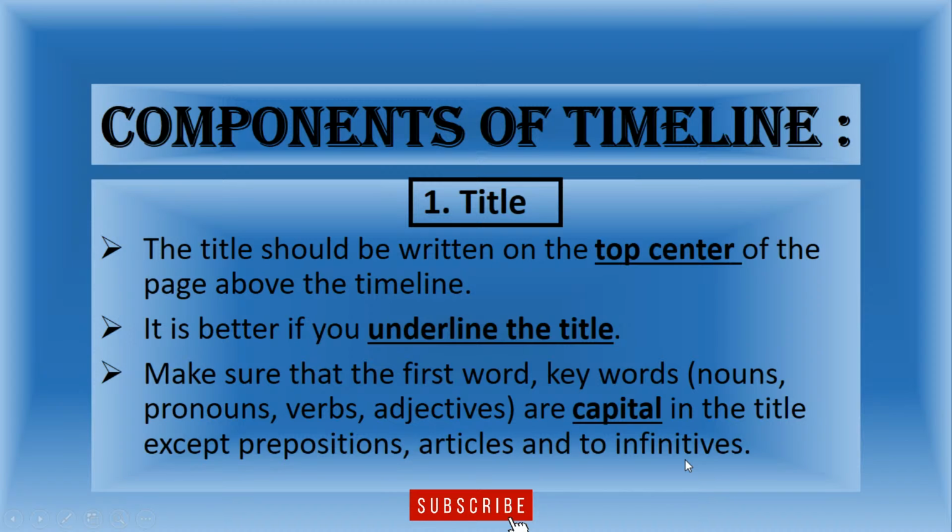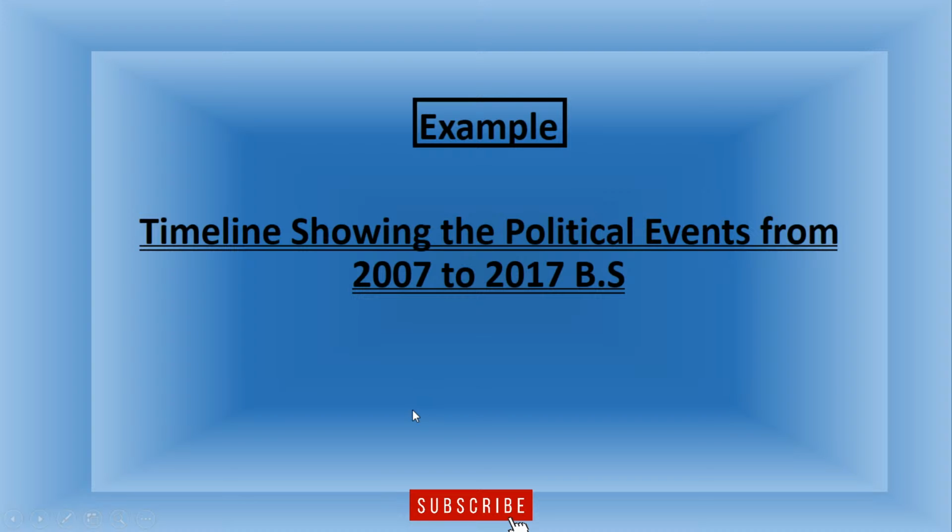Look here, while giving a title, either in a pie chart, bar diagram, line graph, or a report, this is the rule: the keywords, meaning nouns, pronouns, verbs, and adjectives, will be capital, and prepositions, articles, and to-infinitives will be small, like this. For example, Timeline Showing the Political Events from 2007 to 2017 BS.